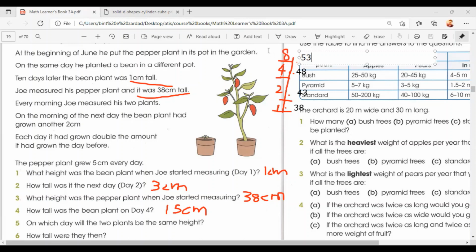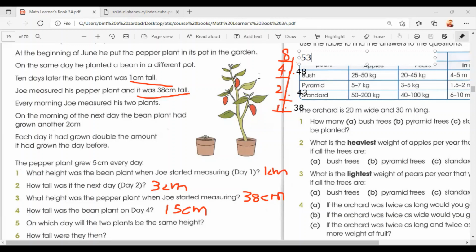Now this one is 8, then 16, then 32. Then it's coming 63 on the sixth day. If you calculate, on the sixth day they both come to the same height. So we can write here 6, but this is the calculation method. You start from here, every day plus 5, plus 5, plus 5, every day until both heights match.